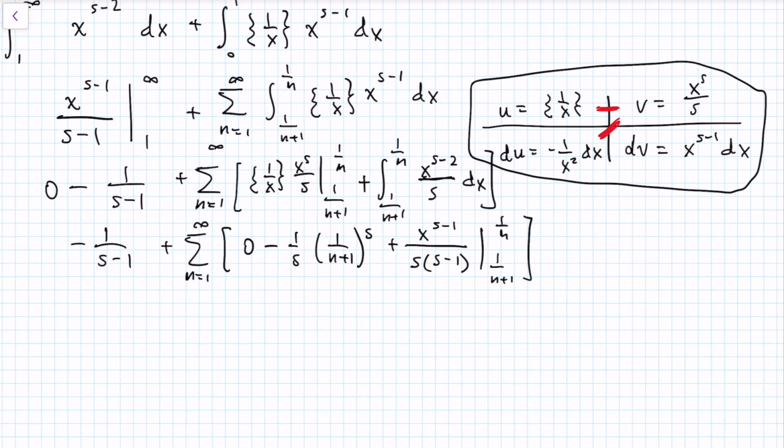The first thing I want to do, though, is factor a 1 over s out of the entire thing. We're going to do some evaluation here. So let me pull out the 1 over s first, I guess.